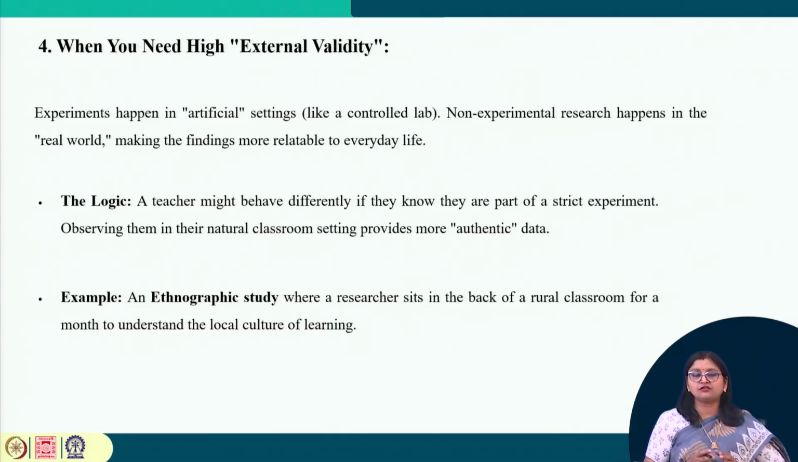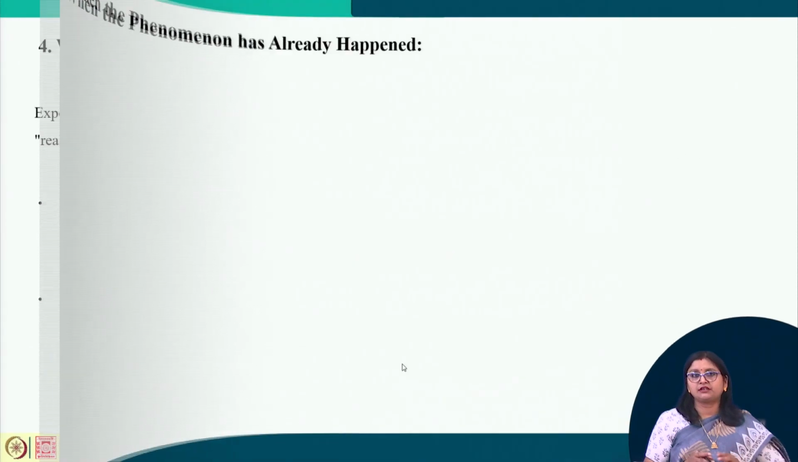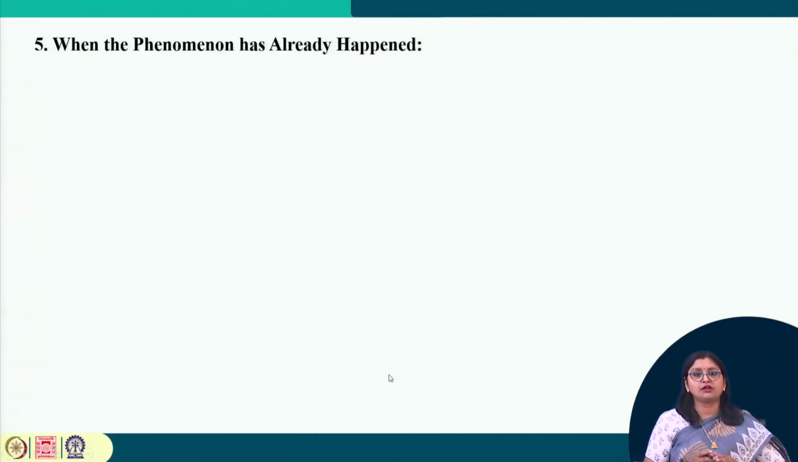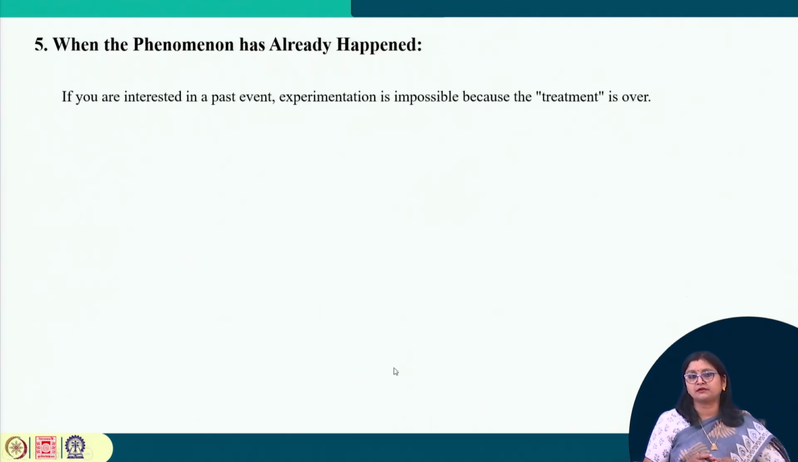For example, an ethnographic study where a researcher sits in the back of a rural classroom or the rural community for a month to understand the local culture of learning or the local scenario, then definitely you can go ahead with the non-experimental research. The fifth criterion is when the phenomenon has already happened.